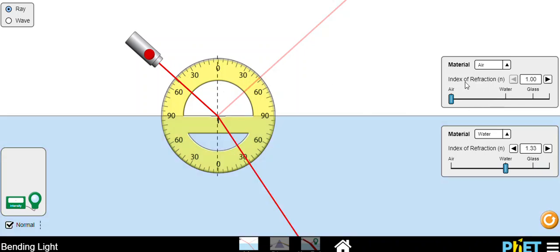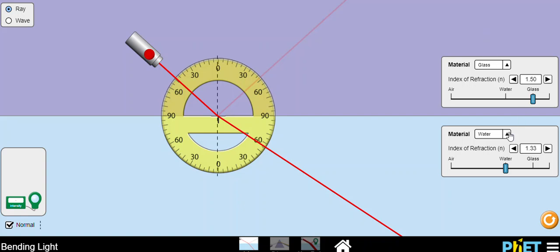If you change the material on the top, so my material 1 would be glass and my material 2 would be water. Now the index of refraction of material 1 is higher than the index of refraction of material 2, and you're going to see how the refracted angle is increasing. The refracted ray is moving away from the normal.